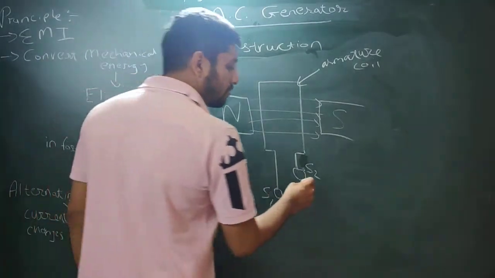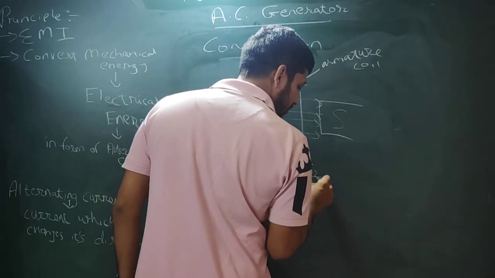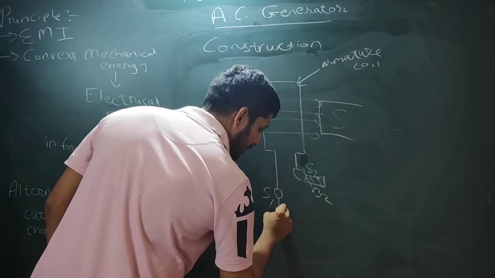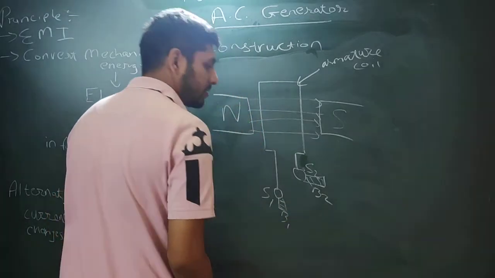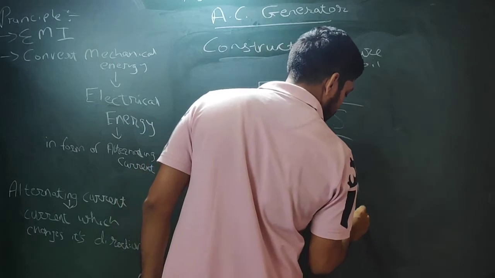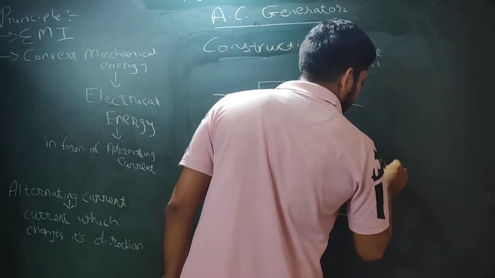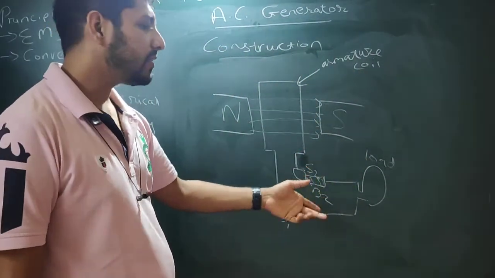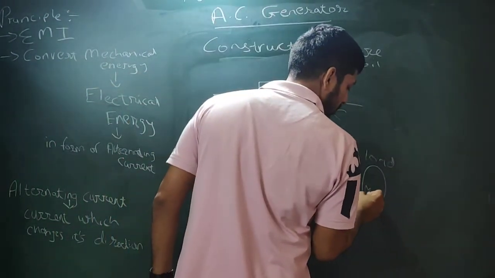Okay. From the slip rings, it is connected to brushes. Let us say B1 and B2. Okay, it is connected to the brushes, and these are then connected to the load. You can say it may be connected to a bulb also. It may be connected to any resistor or anything wherever the current is required. Okay, so that is connected to the load.